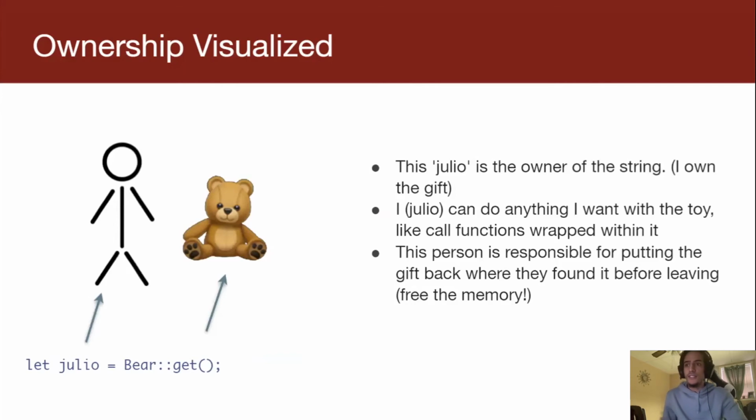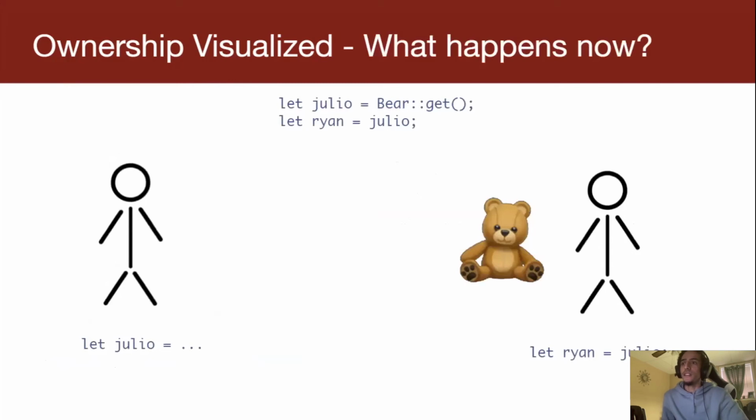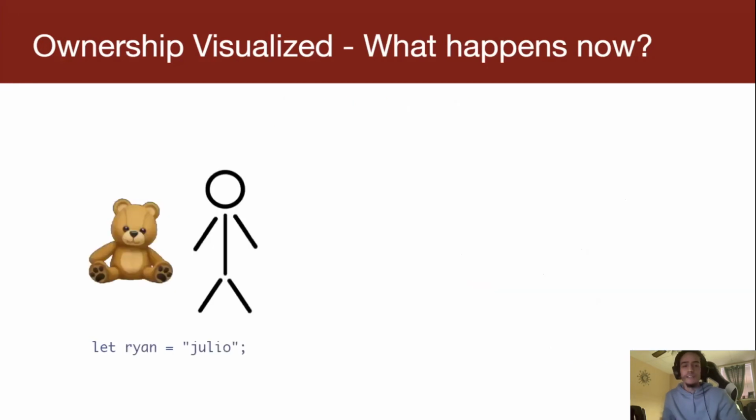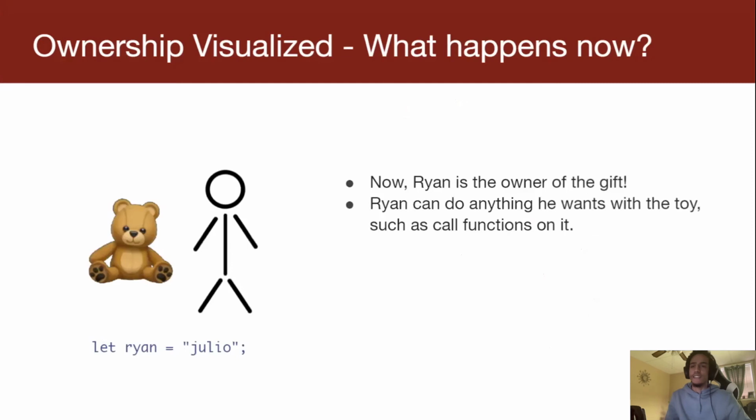So things get a little interesting now when we add another line to this program. So we start off with let Julio equals bear. Julio has the bear. But then afterwards, if we add a line like let Ryan, some other variable, equal Julio, this is what I want you to envision now. So initially, Julio had the bear, but now the bear has moved on to Ryan. So we can take a look at Ryan a little more deeply. Now Ryan is the owner of this fantastic toy.